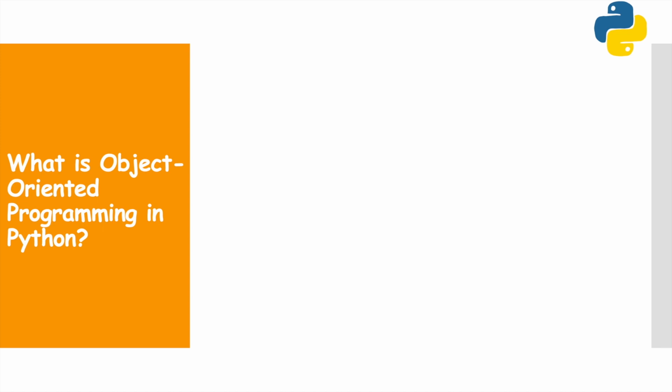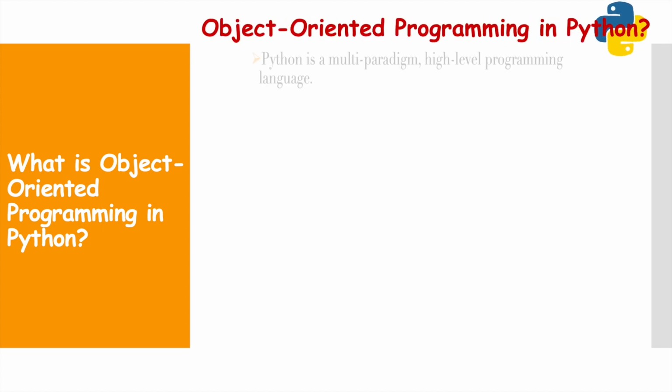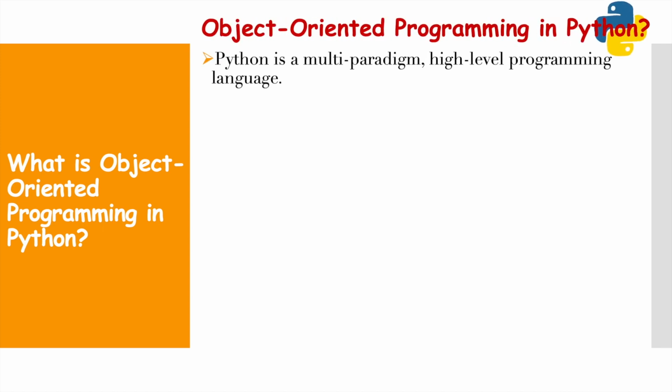Now let's see what is object-oriented programming in Python. Python is a multi-paradigm high-level programming language. Now what do you mean by high-level programming language? The instructions that tell a computer what to do are written in machine code. And machine code is a series of numbers that are written in binary. Each number represents a different instruction. Programmers find machine code difficult to learn, program and debug. And as a result, the majority of programmers write their programs in high-level programming languages.